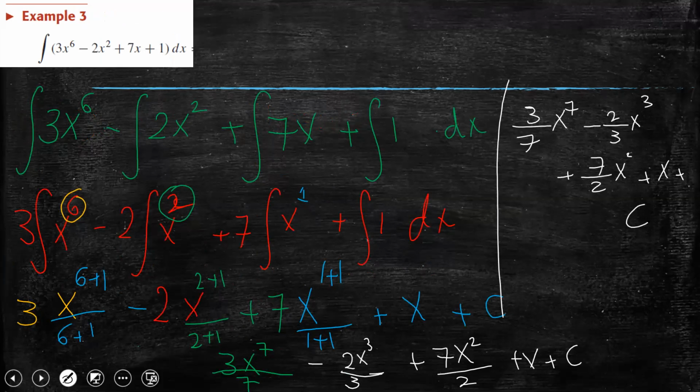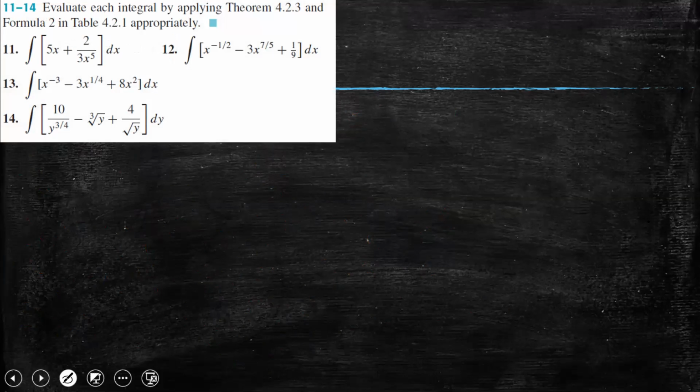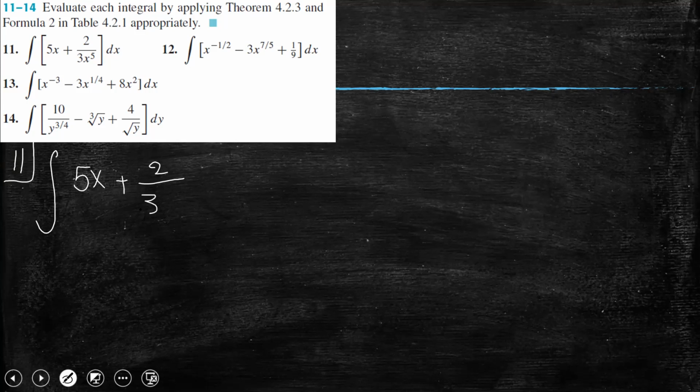Yes, teacher. Let's now do these examples here. Evaluate each integral by applying theorem 4.23 and formula 2 in table 4.21 approach. Number 11. Integration of 5x plus 2 over 3x to the power 5 dx. The first step here, I will distribute the integral sign.